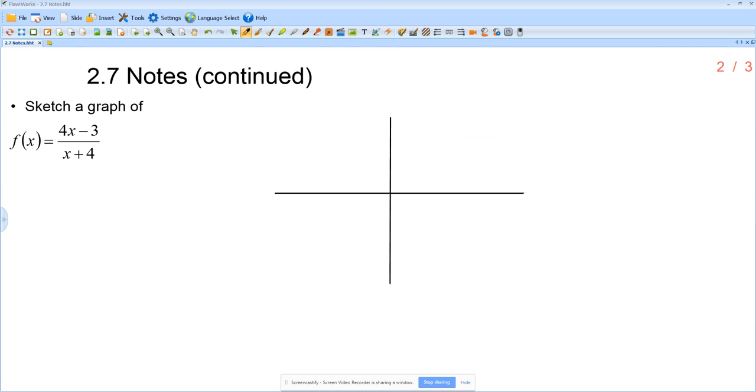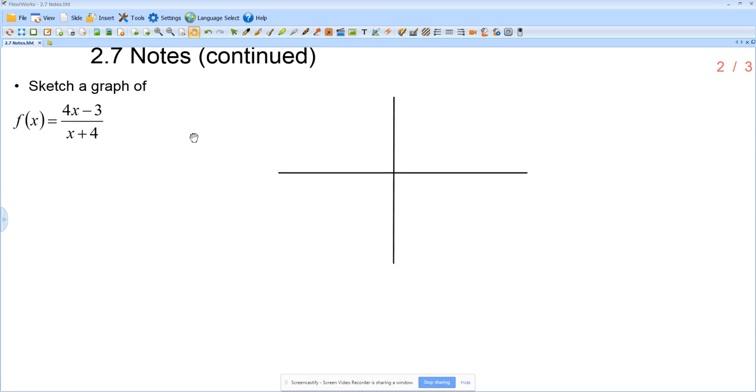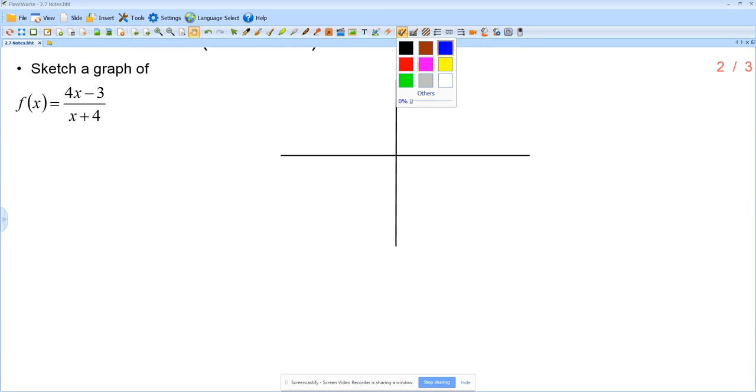All right, moving into our next example. First thing we want to do is simplify if possible. It's not possible to simplify this one. So the first thing I'm going to do is the y-intercept, f of 0. That's going to give me negative 3 over 4. So that's just a little bit less, or a quarter less than negative 1.